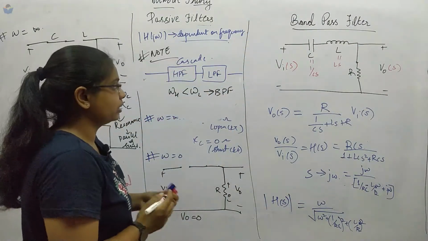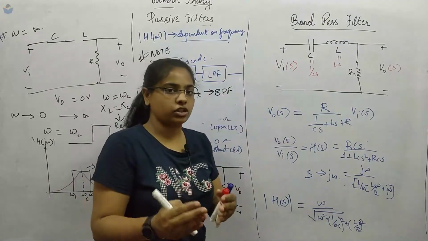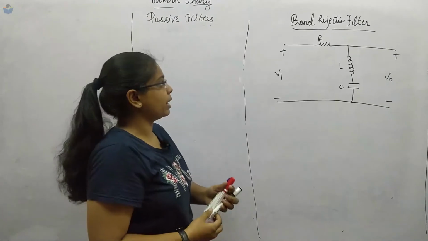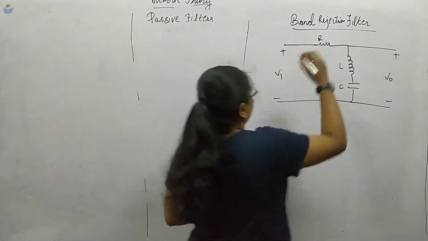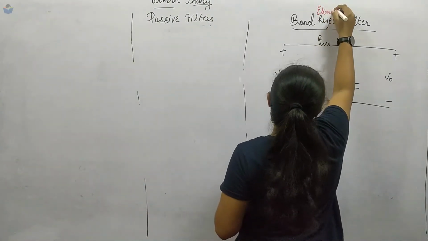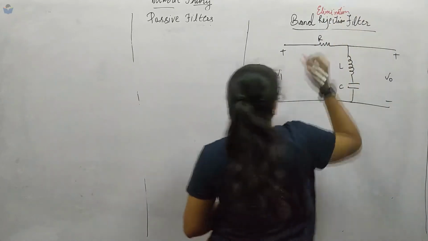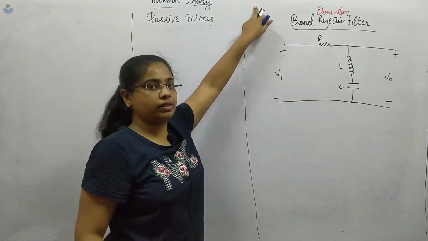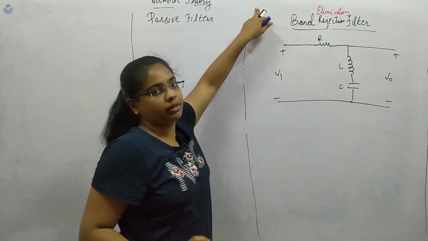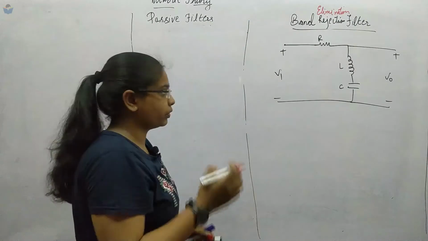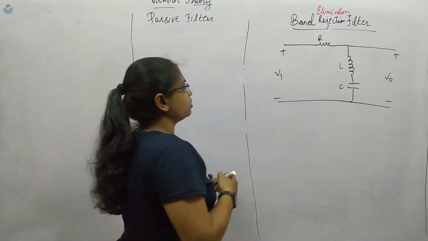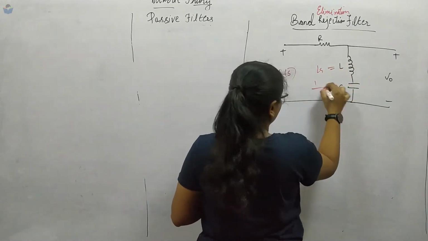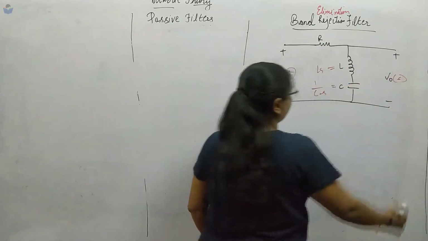So now, in the next circuit, we will see the band rejection or band elimination circuit. Coming to this band rejection filter, or you can call it an elimination filter as well, what does it do? It will eliminate some range of frequencies and allow only some range of frequencies to pass through it. Now again we will convert this all into Laplace. This is Ls, this is 1 by Cs, and this is V0 of s.